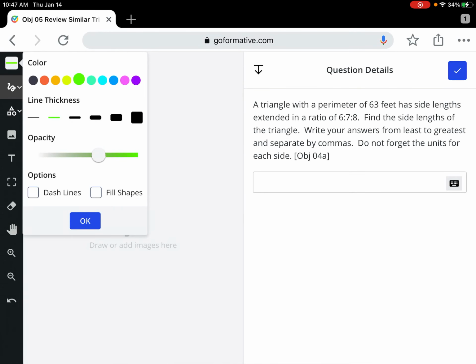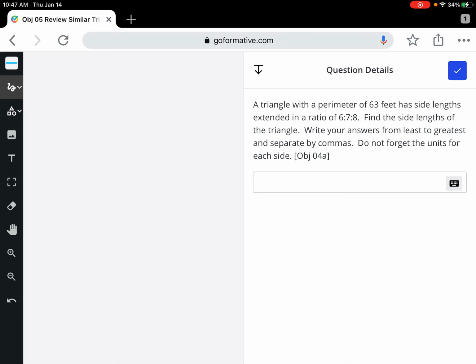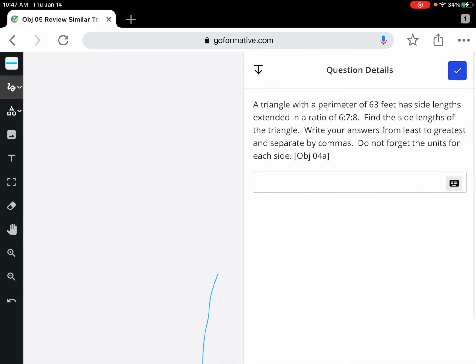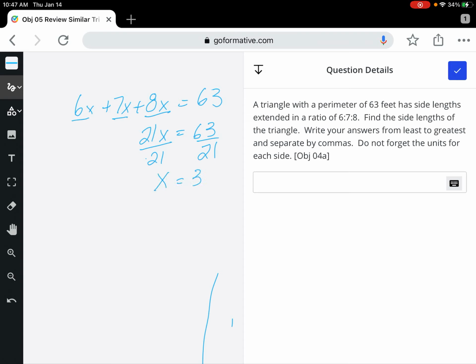Number 2, I'm going to change the color here. A triangle with a perimeter of 63 feet has side lengths in the ratio of 6 to 7 to 8. Find the side lengths of the triangle. Okay, so I know 6 times some number plus 7 times some number plus 8 times some number is equal to 63. We're not going to use 180 for this one because we're talking about the sides of a triangle. 6 plus 7 is 13. 13 plus 8 is 21. So we have 21x is equal to 63. Divide by 21. X is equal to 3.